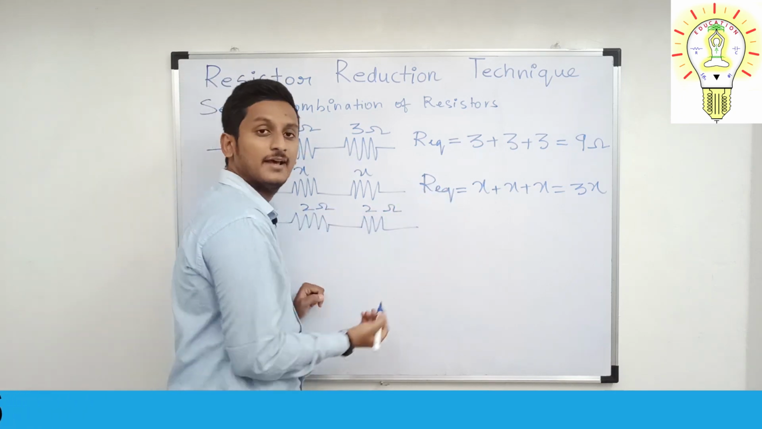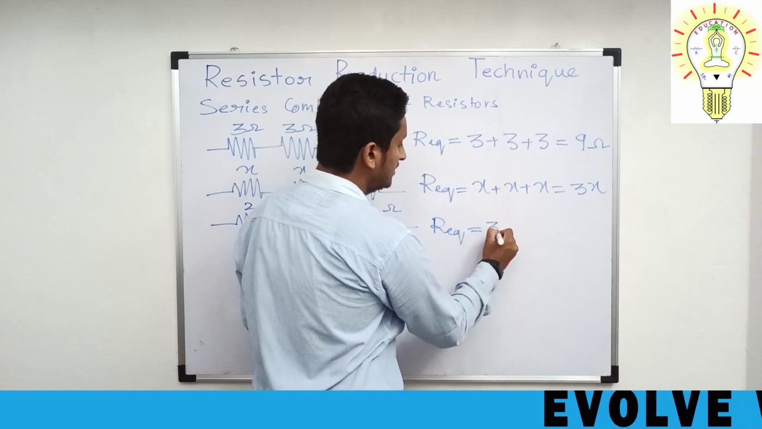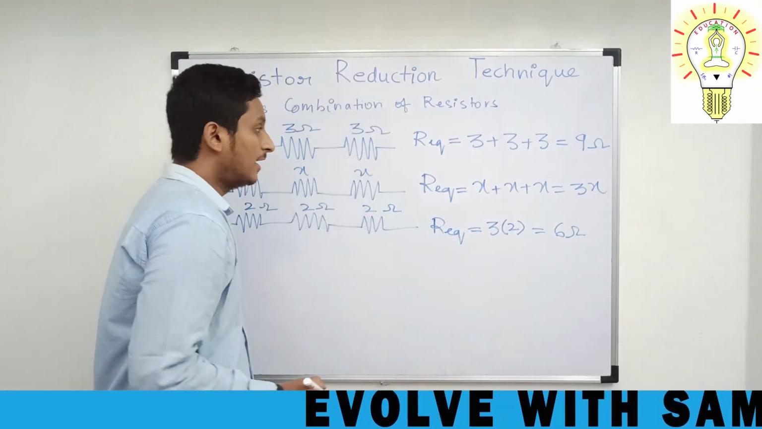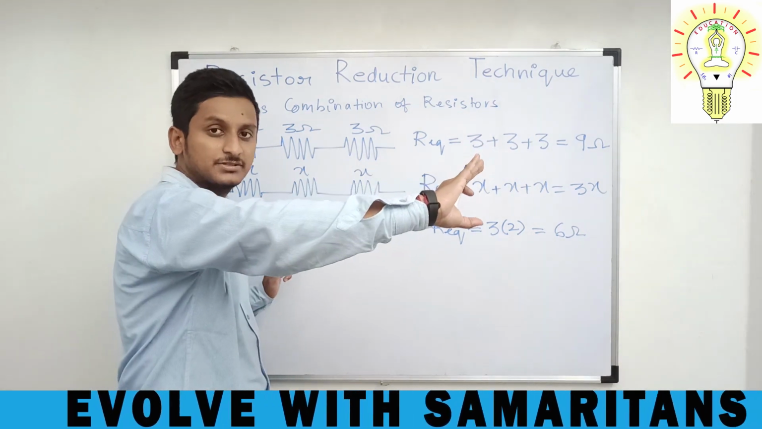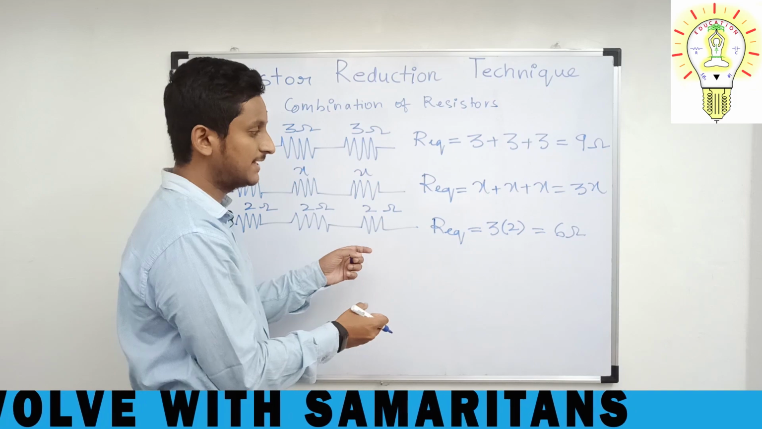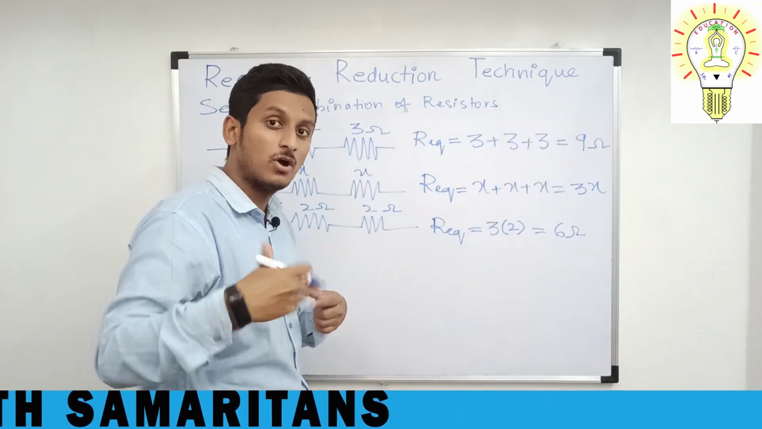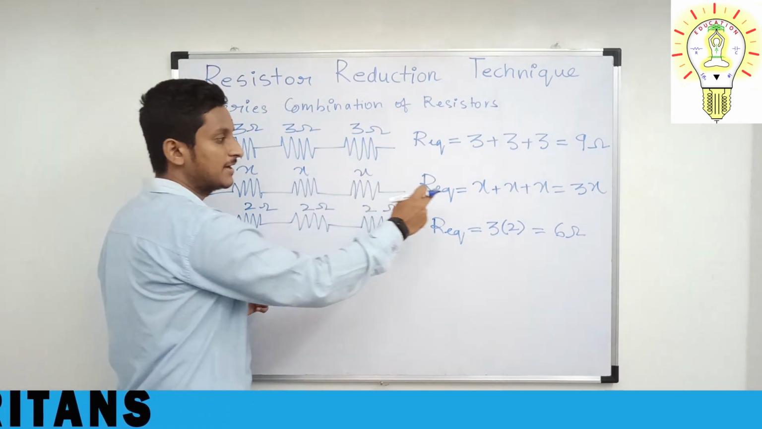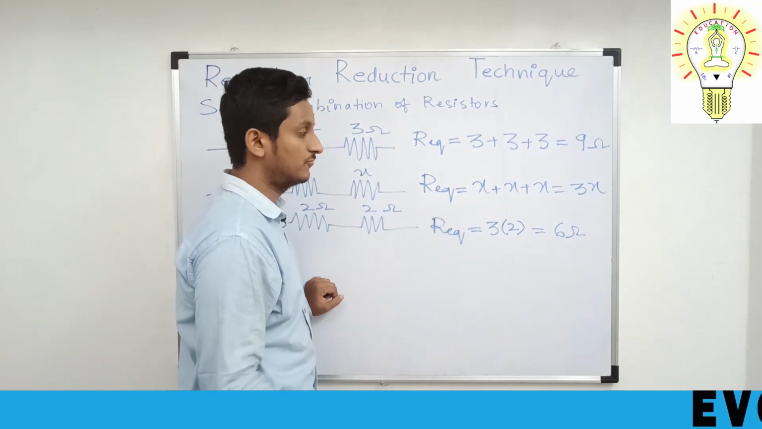then what can I write here? R equivalent is equal to 3 into 2, that is equal to 6 ohms. So most of the time what happens is, whenever the number of resistors gets increased, you can't sit and calculate 1, 2, 3, 4, 5, 6. It will take a long time. But if you do it like this, it is simple mathematics only. There are 3 resistors, 3 into X. With this I can give you one formula.